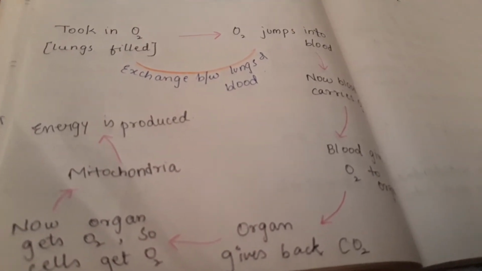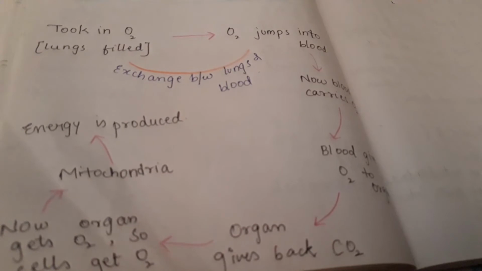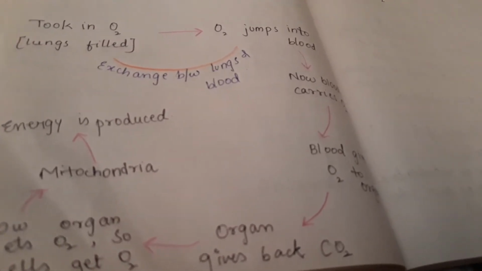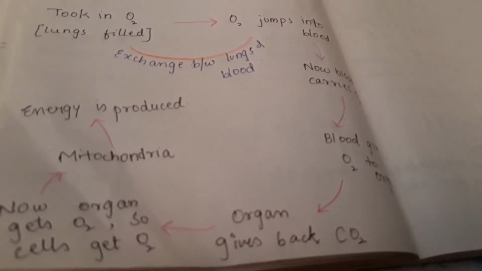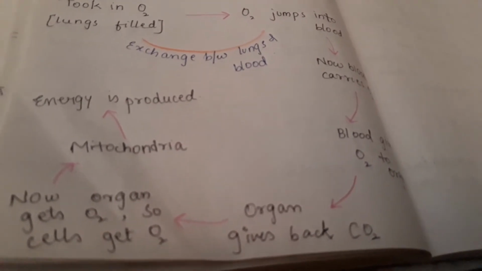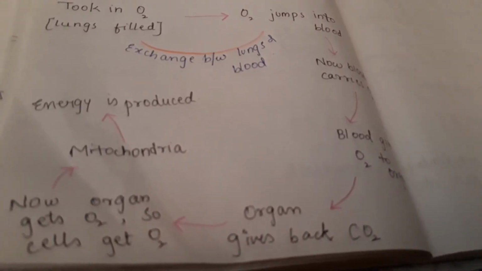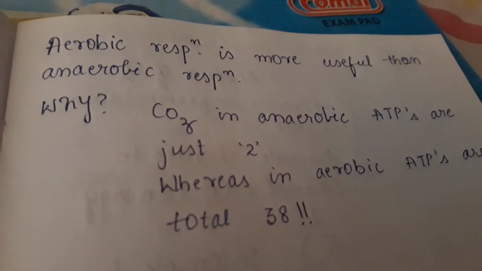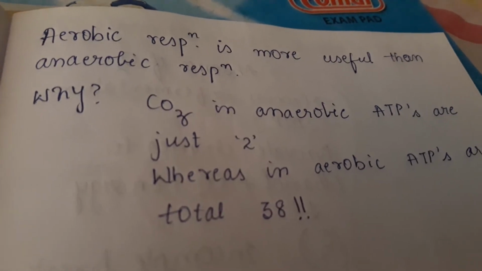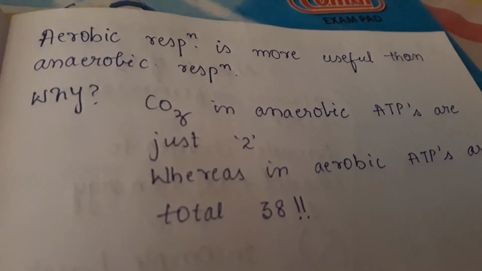We take in oxygen, oxygen jumps into blood. Now blood carries oxygen, blood gives oxygen to the organ, and the organ gives back CO2. Now the organ gets O2, so cells also get O2, and then mitochondria, and then energy is produced. Now there is a question: why is aerobic respiration more useful than anaerobic respiration?